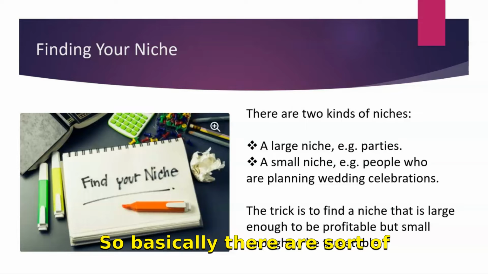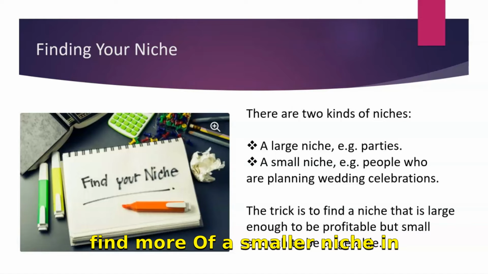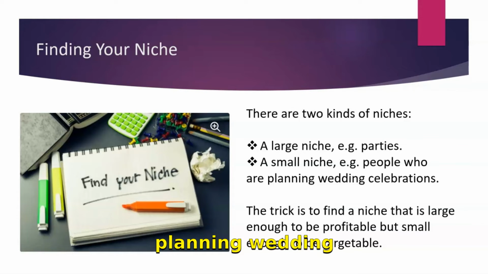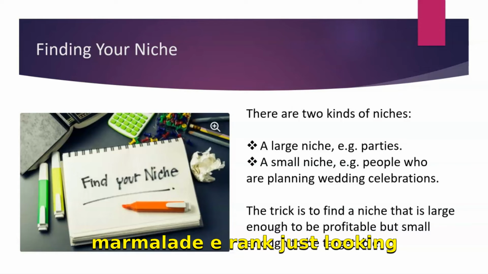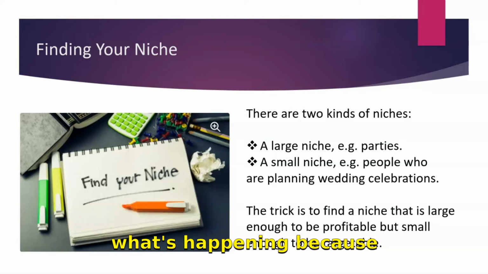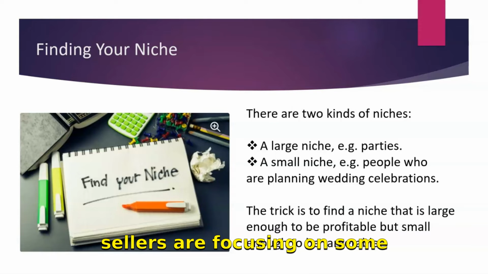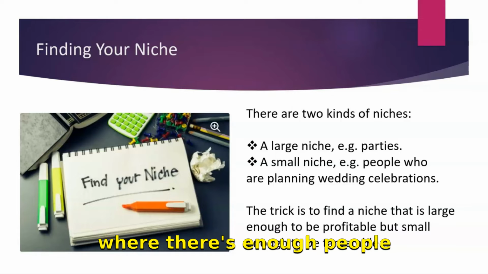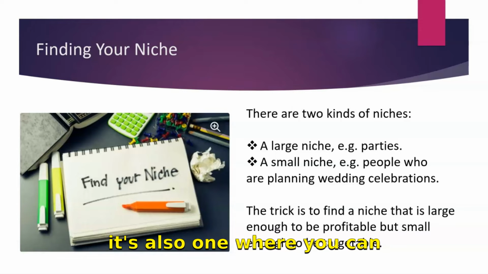Basically, there are ways you can look at your niches. There's a huge niche like parties. And then you want to find a smaller niche within that niche, like people who are planning wedding celebrations. So it's not necessarily something that you want to overthink. You can also use keyword tools like Marmalade and eRank, just looking on Etsy to see what's happening, because most of these successful sellers are focusing on sub niches. You want to find a niche where there are enough people buying, but it's also one where you can actually stand out and make sales.